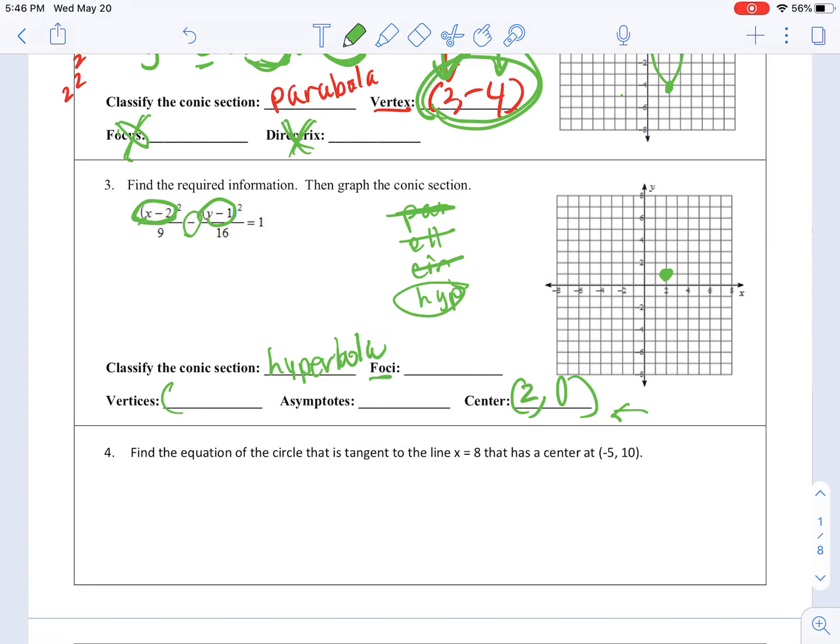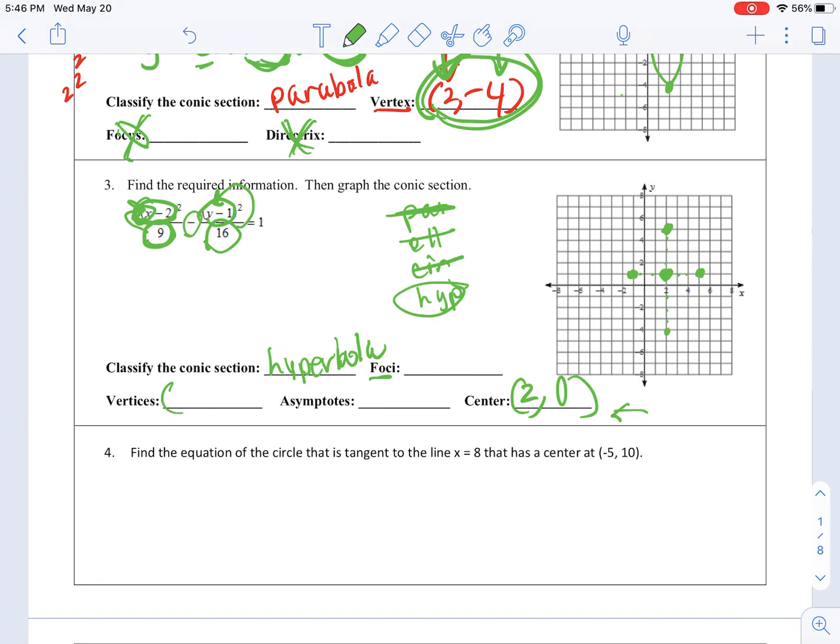Now, hyperbola is really weird, so I'll show you how this works. I'm going to count the square root of 9, which is 3, and I'm going to count across since it's under the letter x. So I'm going to count out 1, 2, 3, and back 1, 2, 3. Then I'm going to count up 4 and down 4 because it's under y and it's a 16. Square root of 16 is 4. Up 4 and down 4.